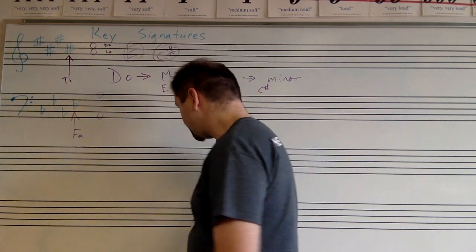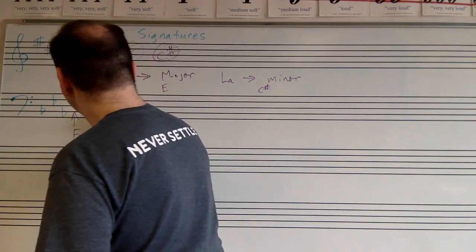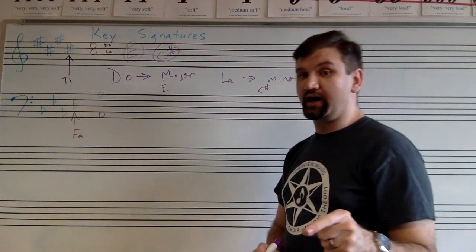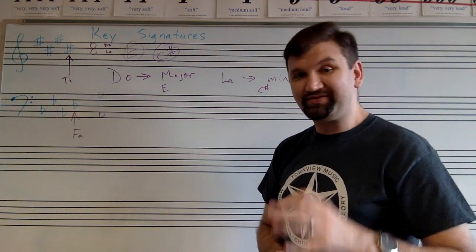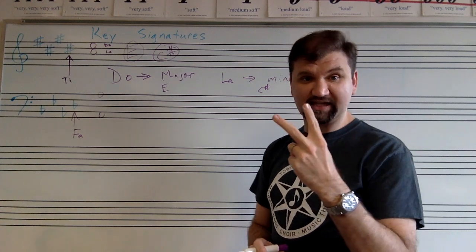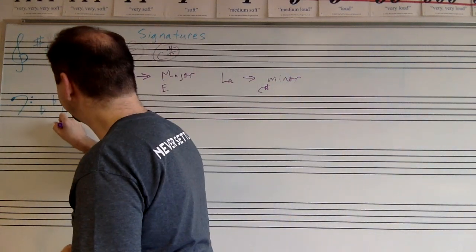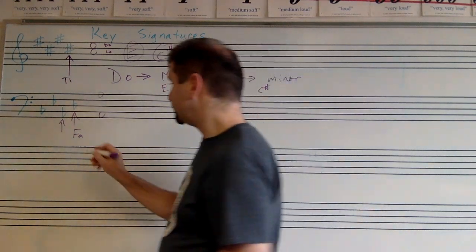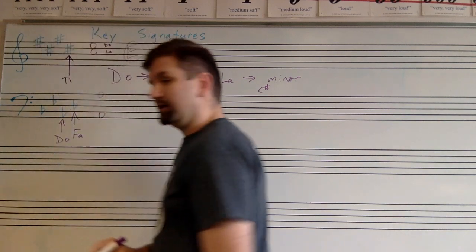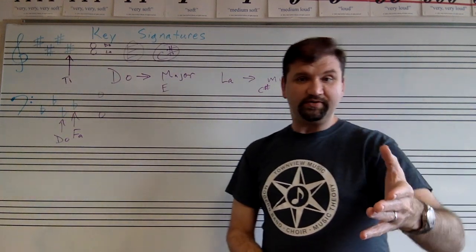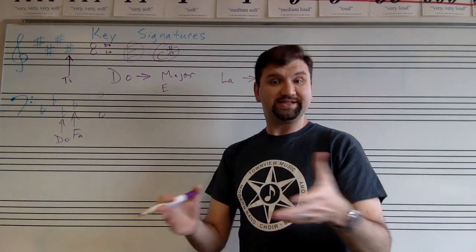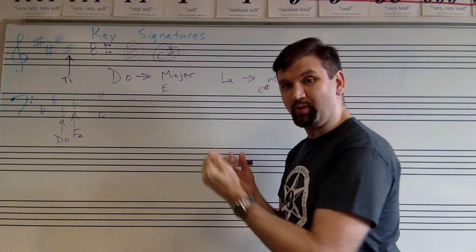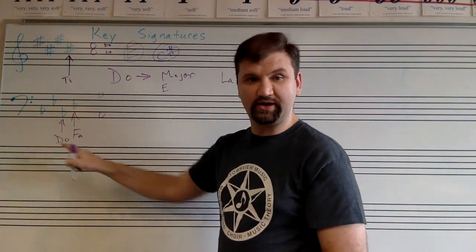Now this also points out one of the other shortcuts that we can look at when we're looking at flats, which is the last flat is fa. But if you have more than one flat, the second to last flat is always do. So if you have one flat, that one's going to be fa, because it's the first one, it's the last one, it's the only one. But if you have more than one, look all the way to the right, that's fa, back one from that, that's do. So in this case, there's do.